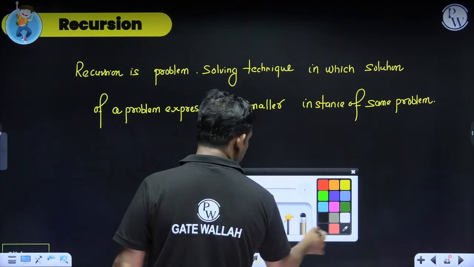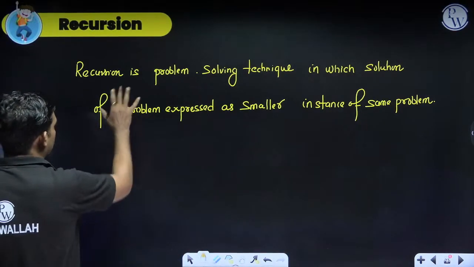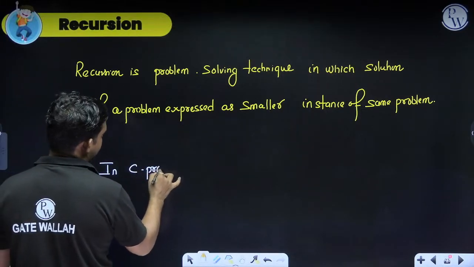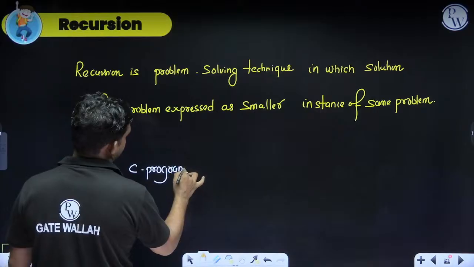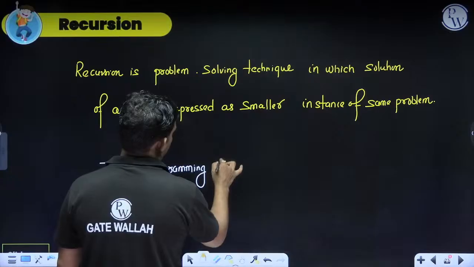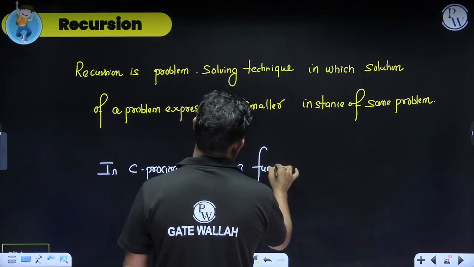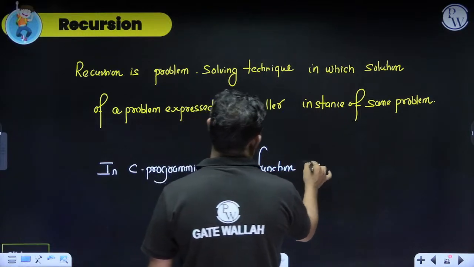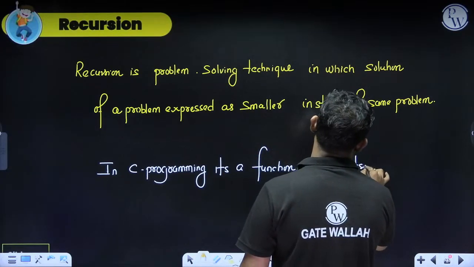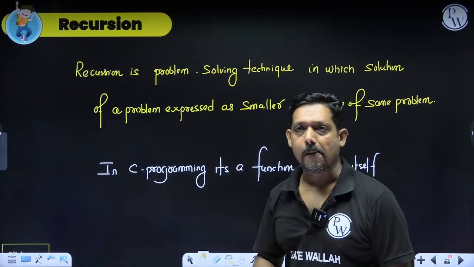In C programming, it takes a function calling itself. That is why we are covering this part. In C programming, recursion is a function calling itself.